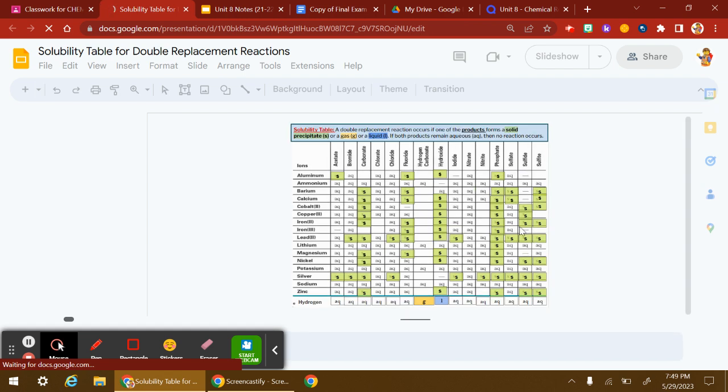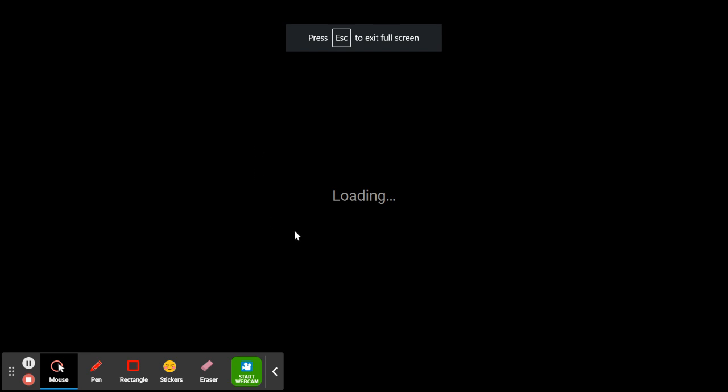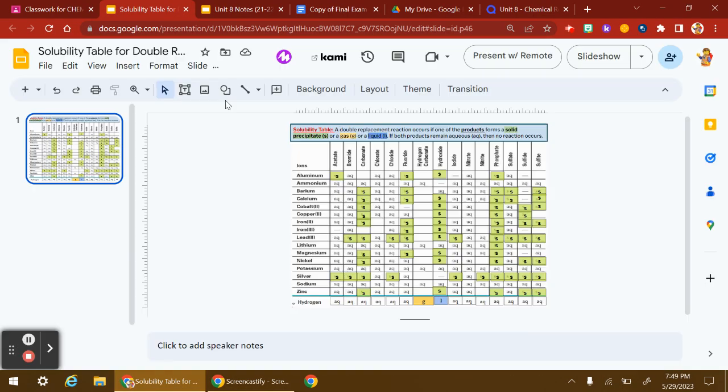All right. This is what you have to check to make sure that a double replacement reaction occurs. Look at the combinations of the positive and the negative ions, see where they intersect. And if where they intersect you see an S for solid, then you know that that compound does not dissolve in water and the reaction will occur. For a double replacement reaction to occur, look at the top here. A double replacement reaction occurs if one of the products forms a solid precipitate or a gas or a liquid. If both of the products are aqueous, no reaction occurs.